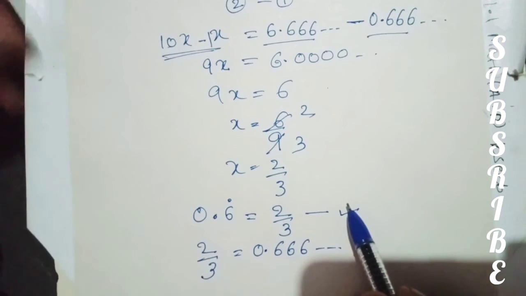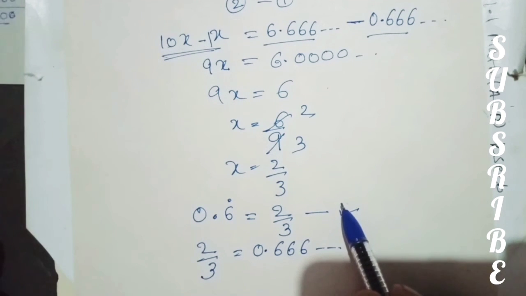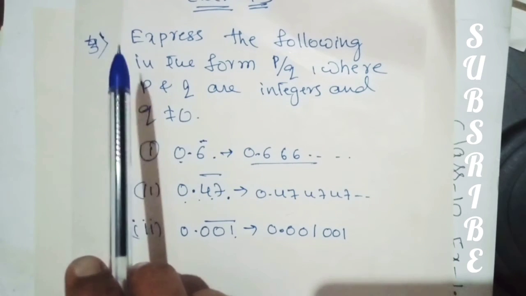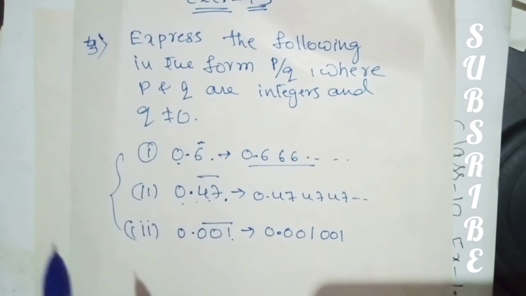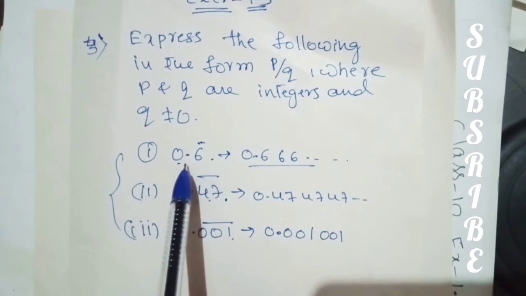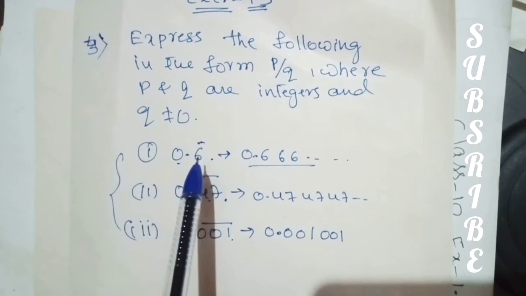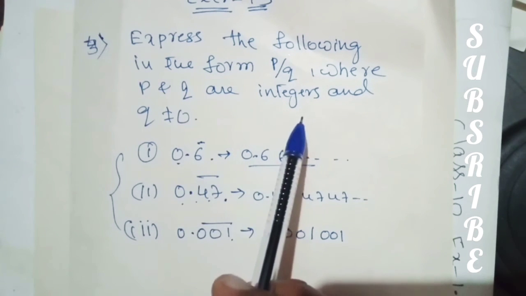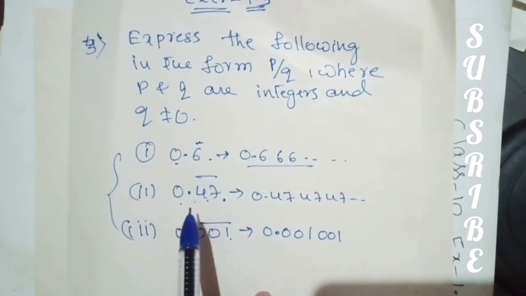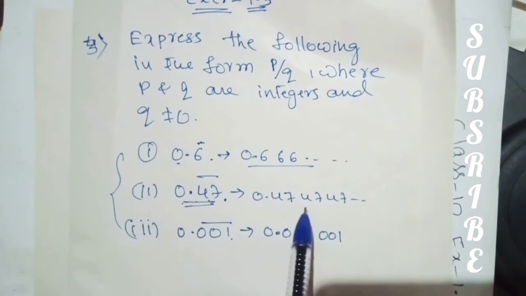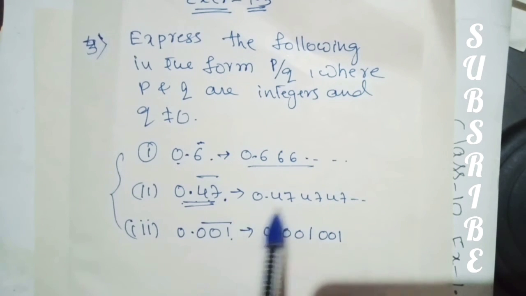So hope if you understood this question, I'll solve the second one also, of the main question 1.3. Just now we solved the first one, that we have converted 0.6, this rational number, to P by Q form. Now moving with the second one, we have 0.47, and it is recurring, once again a repeating decimal. So you are going to convert this in the form of P by Q.